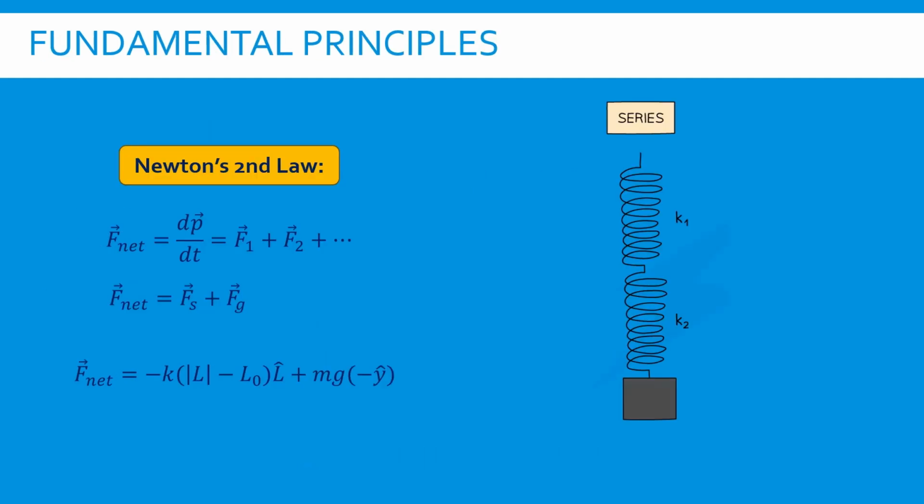Some fundamental principles. Firstly, Newton's second law. We will take that the net force is going to be the sum of the spring force plus the force due to gravity, which can be seen in the equation. Another concept important for the experiment is that springs in series behave a little bit differently. A series of springs means two springs where the ends are connected to each other.